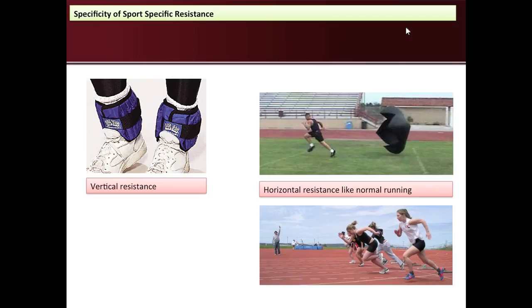Now, the ultimate specificity is understanding that you can add resistance to the sport. You need to be careful with this and make sure that the resistance does not hamper the geometry of the movement. So if we take sprinting or running, for example, there are several different things we can use. If you run, you have to ask yourself, where's the resistance coming from? It's horizontal. You have wind resistance. Okay? So if you were to wear ankle weights, where's the resistance going? It's vertical. But if you were to use a parachute, that's horizontal.